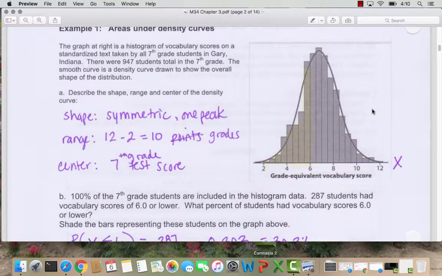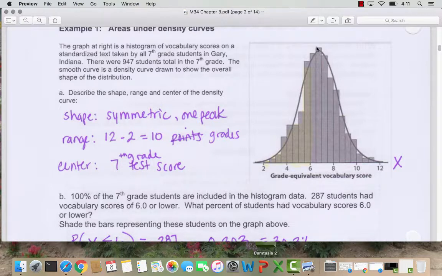So we want to think in example 1 about areas under density curves. So here is a histogram of grade equivalent vocabulary scores. These are 7th grade students who took a standardized test in Gary, Indiana. And the smooth curve is drawn over the histogram, and we see the smooth curve is the theoretical model, and then our actual data are these bars.